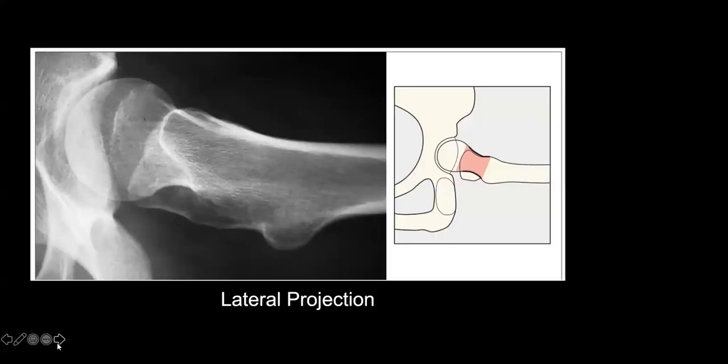And with a bit of magic, this is what it looks like. So that's what you're expecting your radiograph to look like. It's a lateral projection of the left femoral neck. And you can see the schematic representation has highlighted the femoral neck region in red in the diagram on the screen.